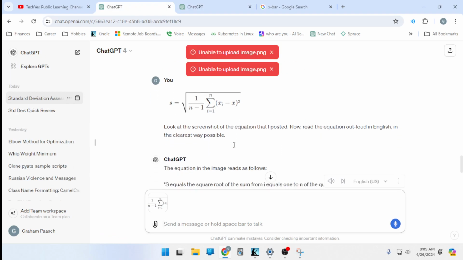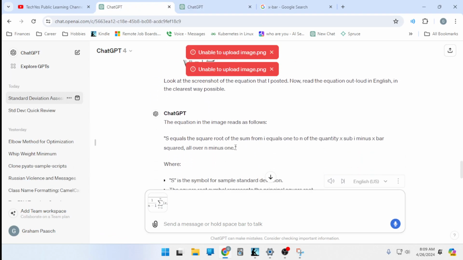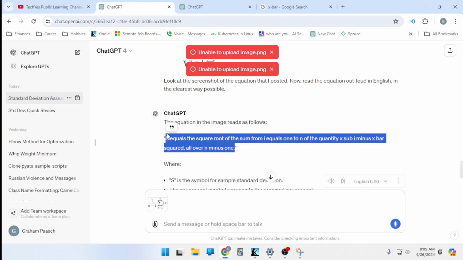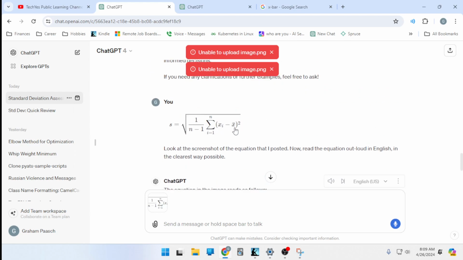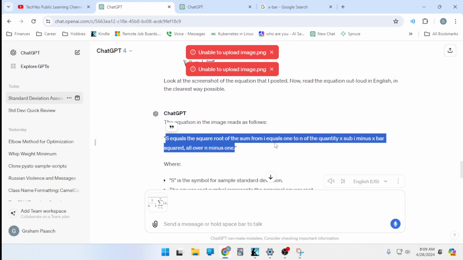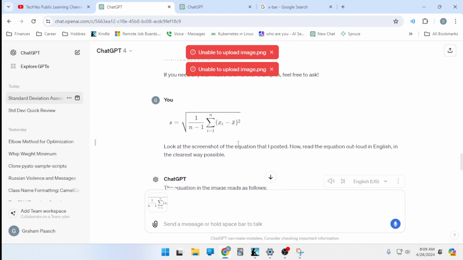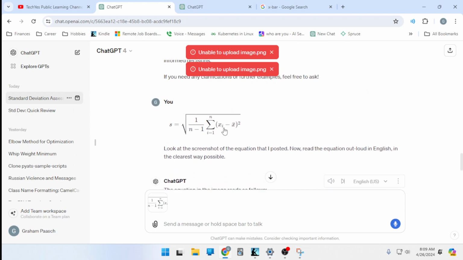Yeah, this is where ChatGPT is still lacking, unfortunately. But just learning that something like this is called XBAR is pretty useful. And then that this is X sub I is pretty useful. Just knowing the language, I think helps a lot. Oh, you know what? This did.